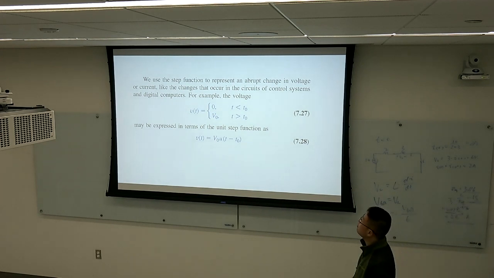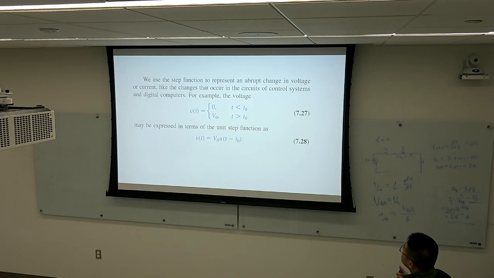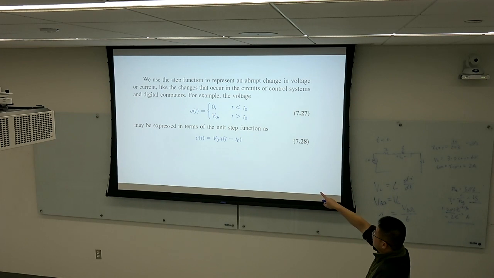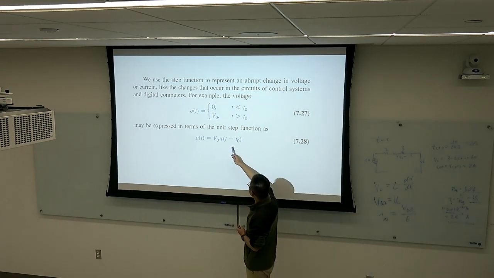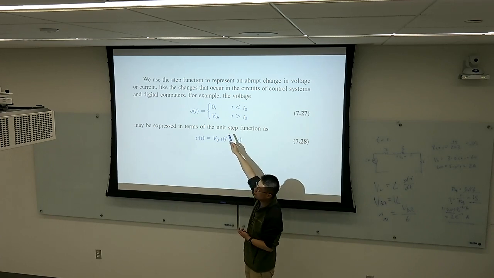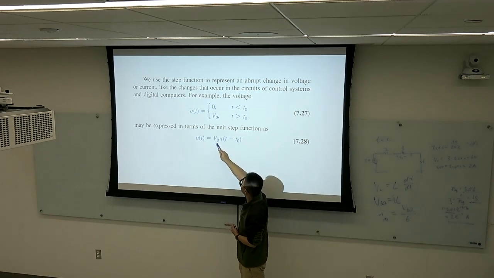We use the step function to represent an abrupt change in voltage or current, like the changes that occur in circuits of control systems and digital computers. For example, if we have a voltage where, when t is less than t0, the value is 0, and when t is greater than t0, the value is V0, we can use this unit step function to represent the more complicated case.